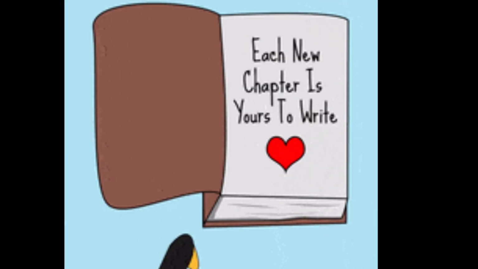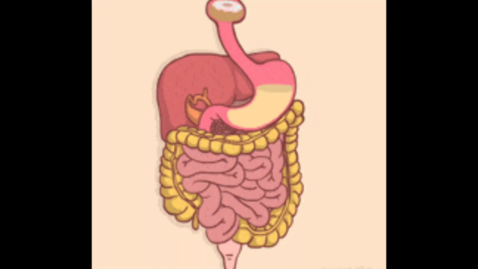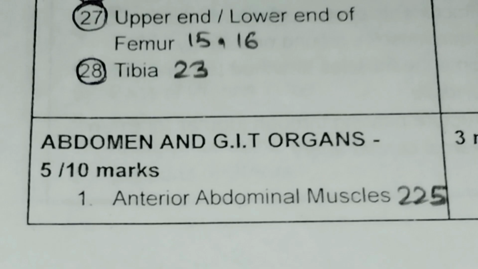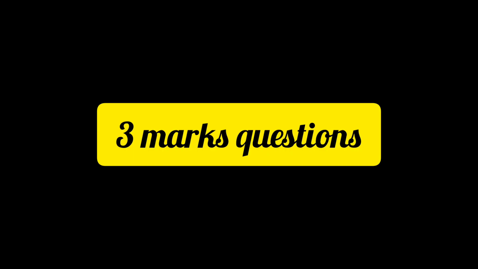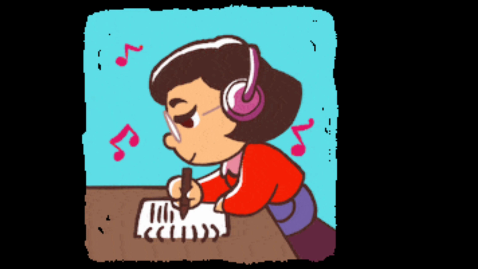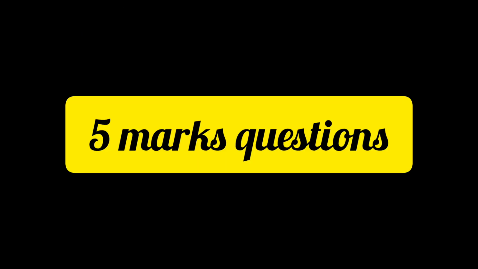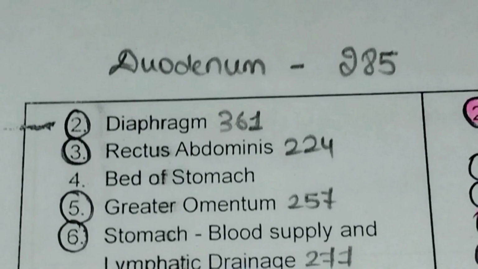Now let's start with the new chapter, that is abdomen. In this, the important 5 or 10 mark questions are: the first one, anterior abdominal muscles. Next, the important 3 marks questions are: in this, the first one is functions of peritoneum. Now coming back to the important 5 or 10 mark questions, the second one is diaphragm.